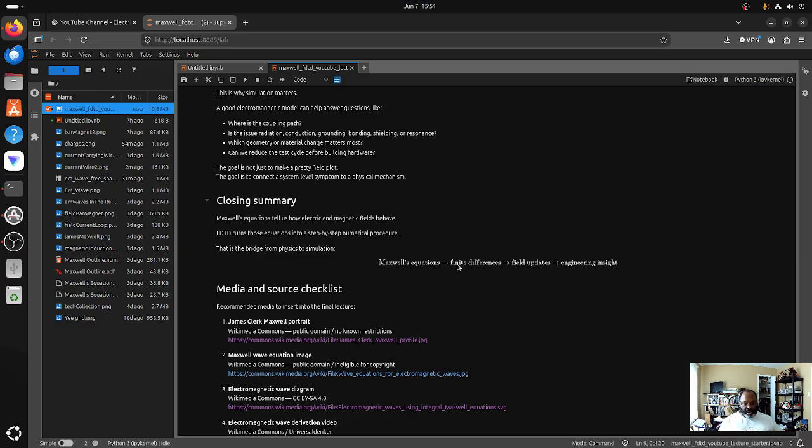So as we see here, we start out with Maxwell's equations. These are differential equations, and we turn them into algebraic equations as finite differences. Then we use updating equations to update the fields as they are marching across our simulation space, and then by examining the results that we get, they give us engineering insights.